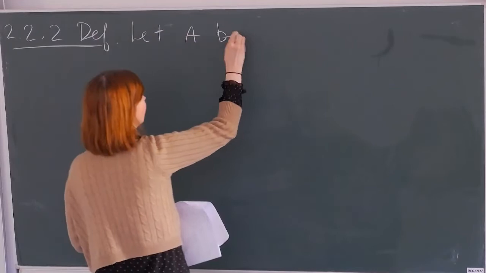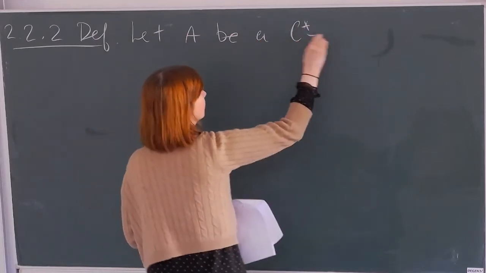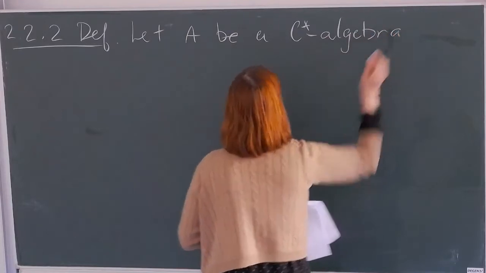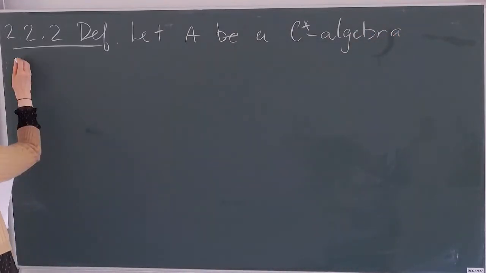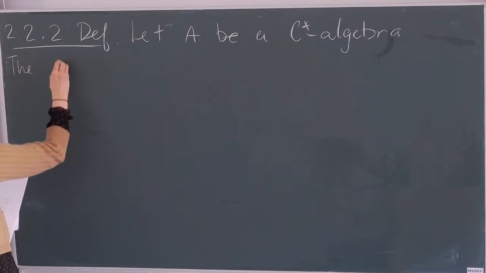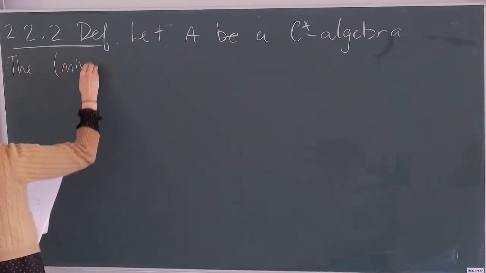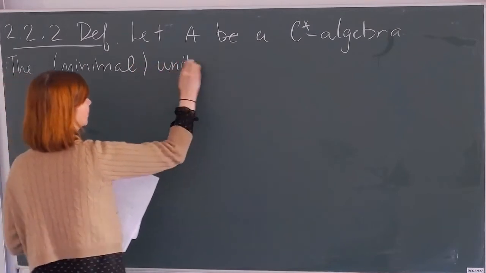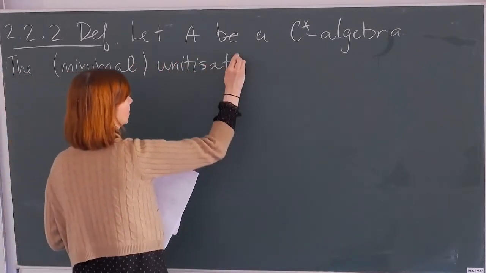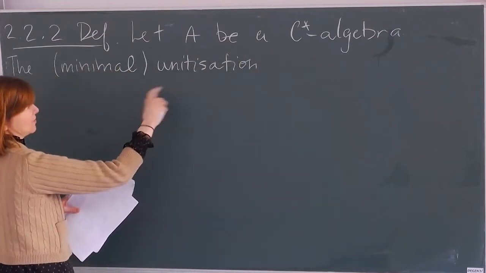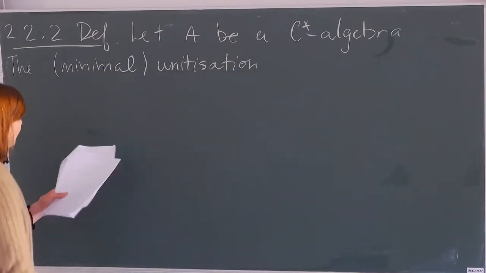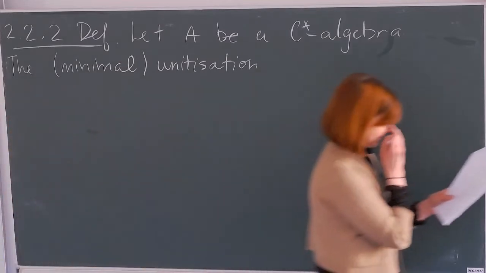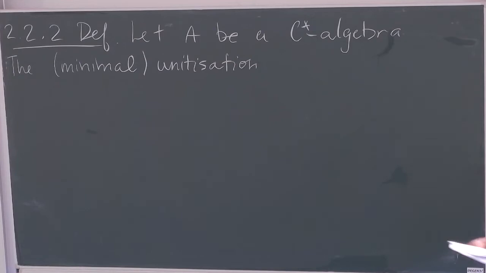Take a C-star algebra now. We call this the minimal unitization. I'll usually just say unitization, and I'll mean this particular unitization, but it is minimal in a certain sense that we probably won't really talk about.